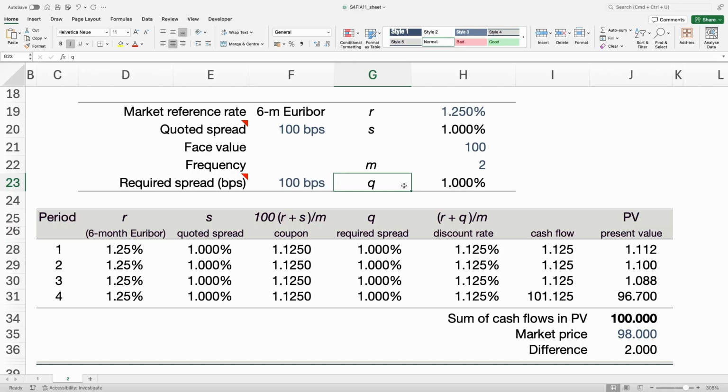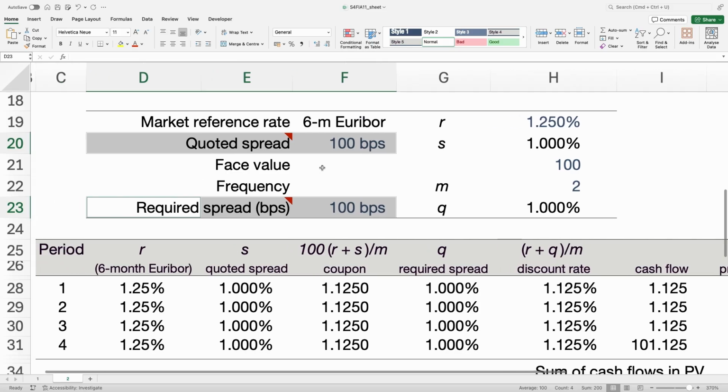What about yield spreads for floating rate bonds? Floating rate bonds have two spread measures that distinguish them from fixed rate bonds: the quoted spread and the required spread. They surely have different roles, don't they?